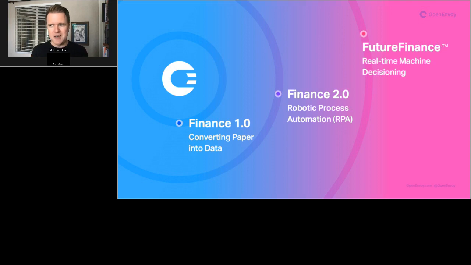The marketing term for this is robotic process automation, but you may have heard of this as two-way and three-way match if you've been in financial ops for a number of years.